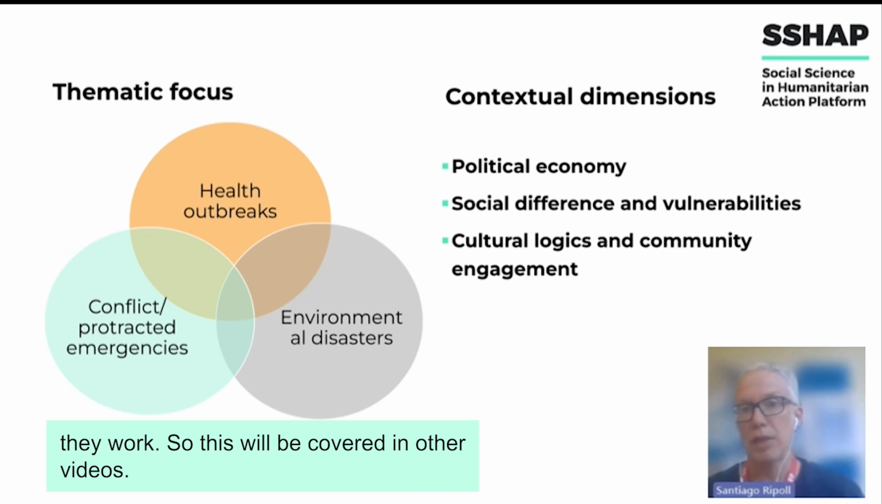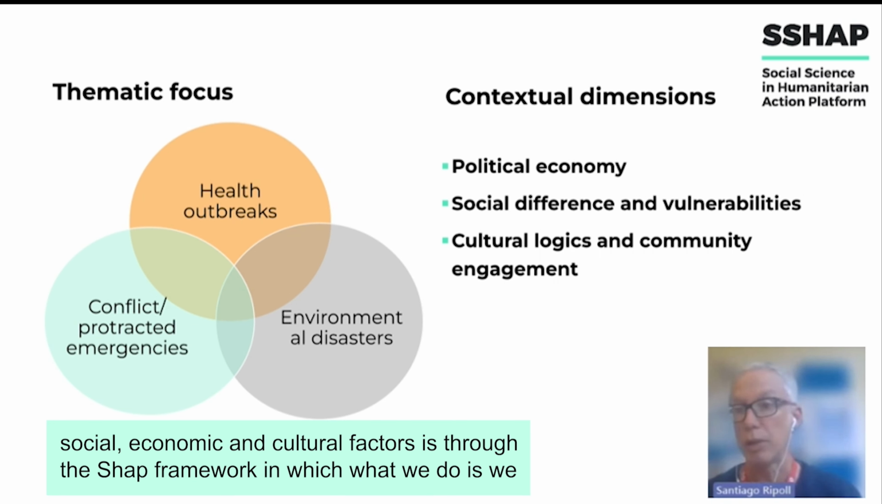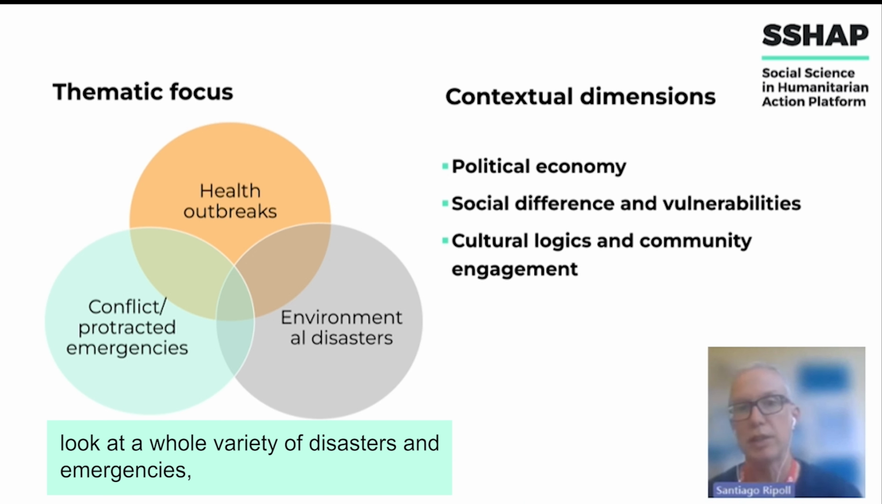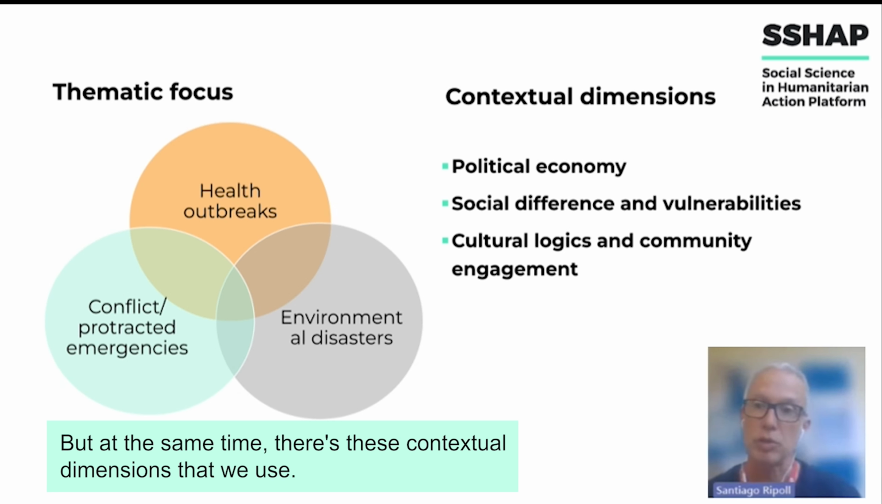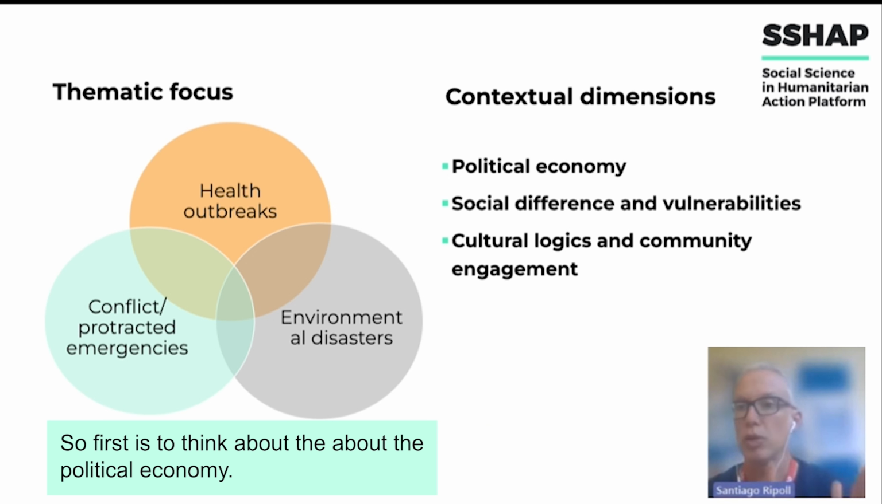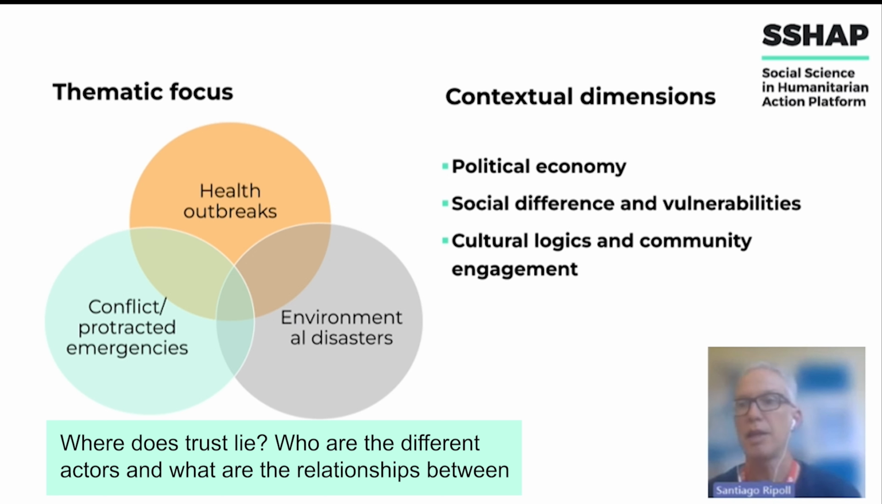So this will be covered in other videos, but the way you can slice that context to get that depth of political, social, economic, and cultural factors is through the SHAP framework, in which we look at a whole variety of disasters and emergencies, and we try to see the interrelation between them. But at the same time, there are these contextual dimensions that we use. So first is to think about the political economy. What are the power dynamics? Where does trust lie? Who are the different actors and what are the relationships between them?